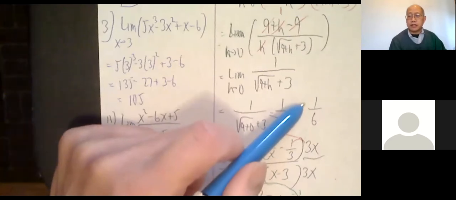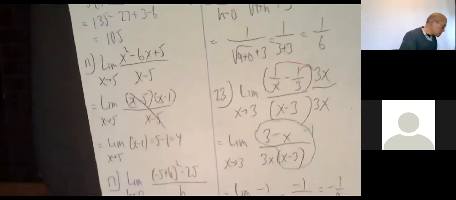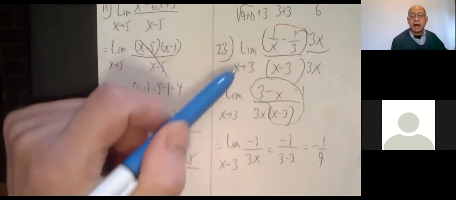Your final answer, don't put the lim stuff. Okay. All right. So the next one I'm going to show you is 23, which looks pretty bad.